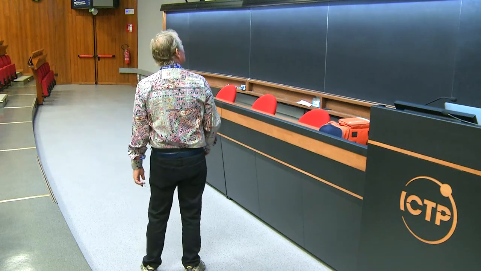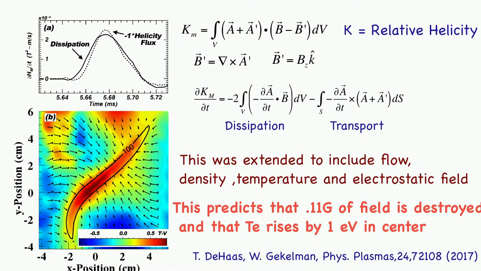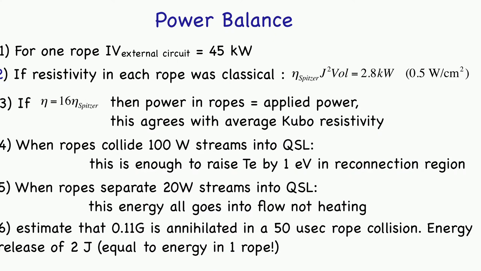From this, we predicted and then looked at the magnetic fields themselves that only 0.1 Gauss of the magnetic field is destroyed. The flux ropes have magnetic fields of up to 30 Gauss. So a small fraction is destroyed, but that was enough to raise the electron temperature by 1 eV in the quasi-separatrix layer.